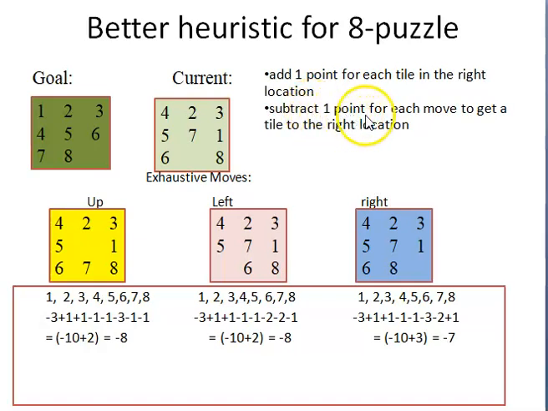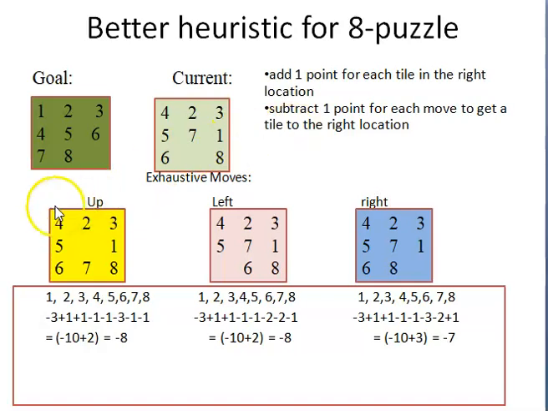and you subtract 1 point for each move that we are required to take in order to move the tile to the right location. That means if the tile is in the proper position, you add 1. But if the tile is not in the proper position, then you count how many tiles you have to move it further in order to reach the proper position.